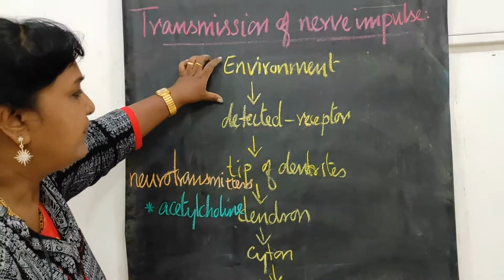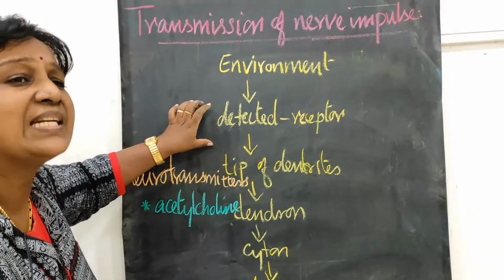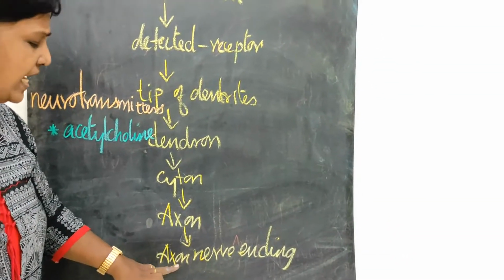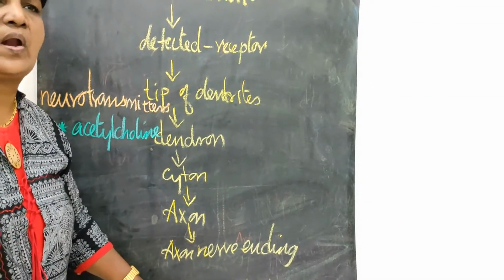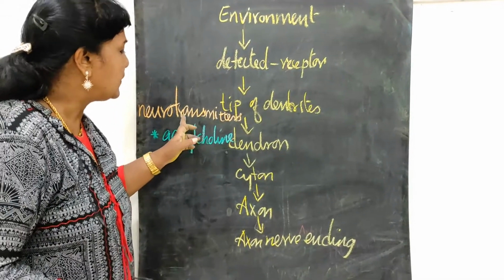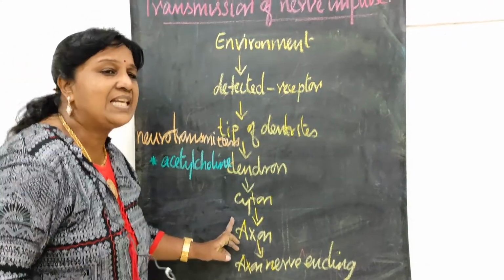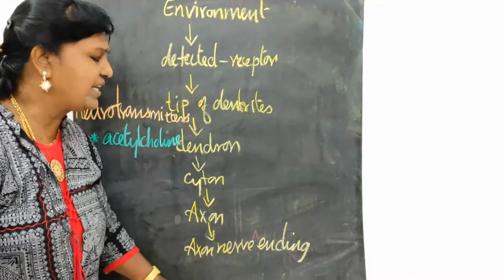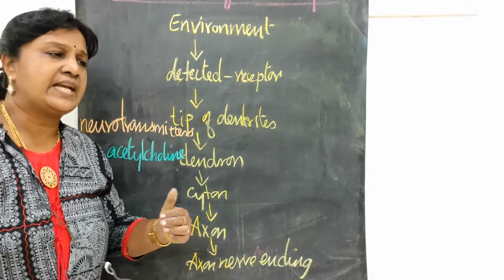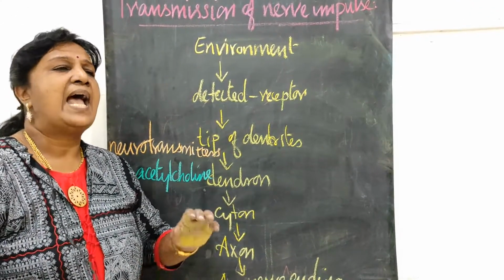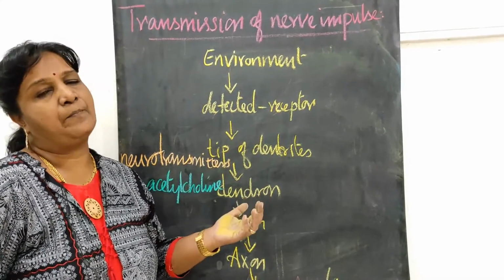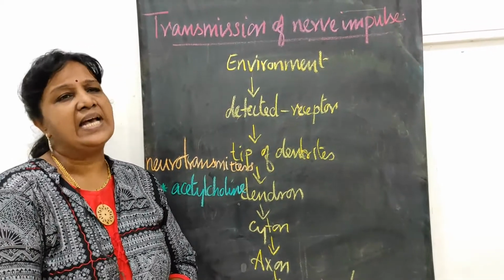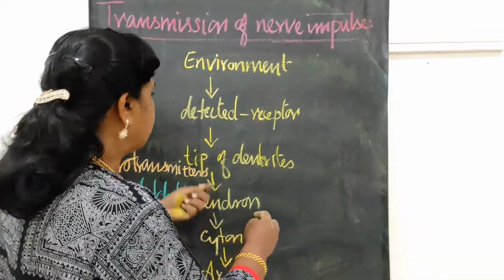Here everything is passing by means of electrical impulse, and when it reaches the axon nerve endings, it has to enter into the next neuron. There the electrical impulse is converted into a chemical signal, and when this chemical signal enters into the next neuron, it changes into an electrical impulse, and finally it reaches the brain. Now the response from the brain is similarly passed to the receptor organ. So see here.